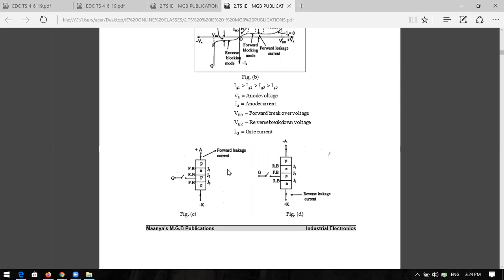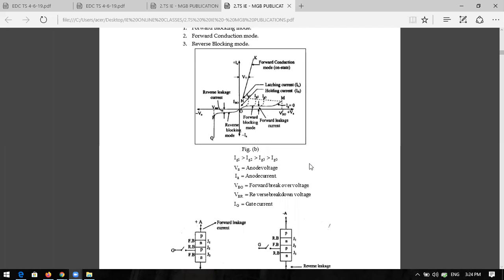In the reverse biasing mode, J1 and J3 are reverse biased and J2 is forward biased, so the overall effect is reverse bias. In the forward bias mode, a minute or small leakage current flows, which you can call the forward leakage current. In the reverse bias mode, a minute current also flows in the device, which you can call the reverse leakage current.